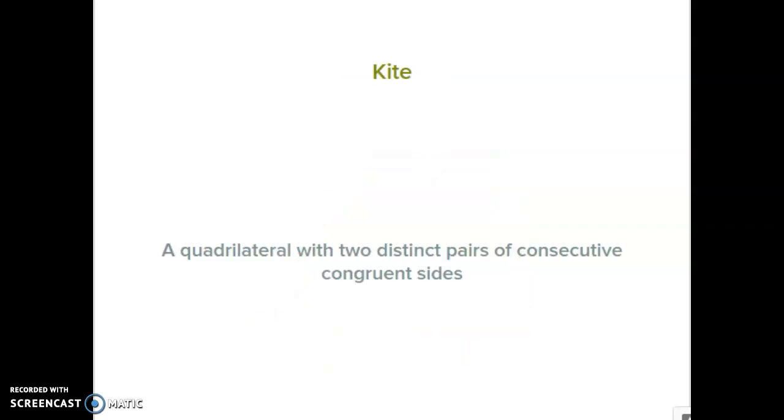Now a kite definition can be kind of tricky to understand at first, so hopefully I can break it down for you. A kite is a quadrilateral with 2 distinct pairs of consecutive congruent sides. So there are 2 sets of consecutive. Consecutive means side by side, okay, or next to. There are 2 pairs of consecutive. Congruent means equal. Okay, if you remember that.